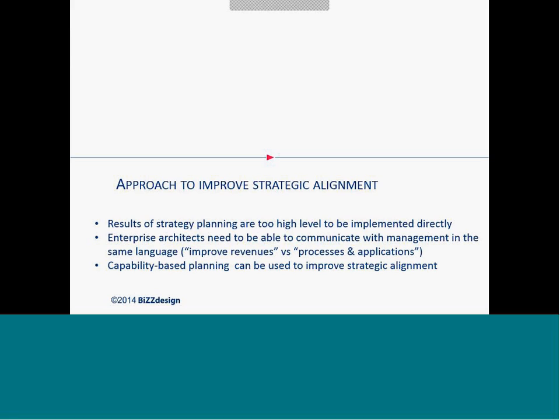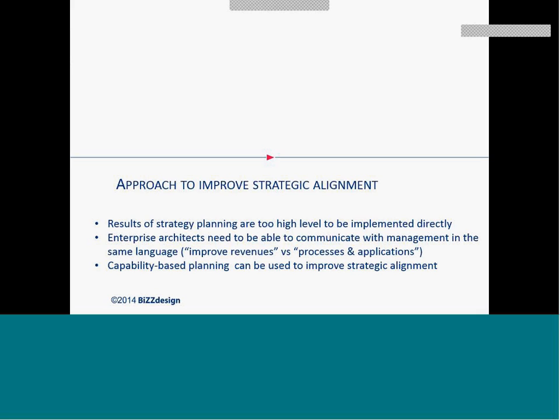Yes. The research that you saw with the survey was done by one of the students that I had at the university. And basically from that it turned out that the results of strategy planning are too high level to be implemented directly, with no surprise, since you talk in terms of goals and strategies, and then you talk in terms of processes and applications. So there is a big gap between those two to implement it directly with enterprise architecture.